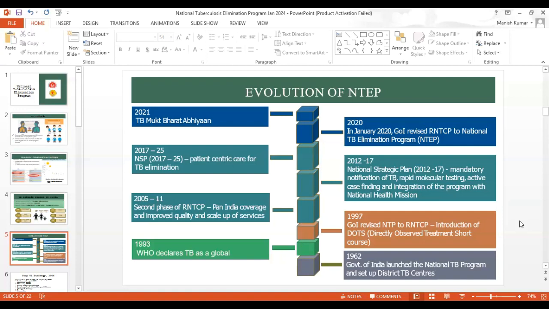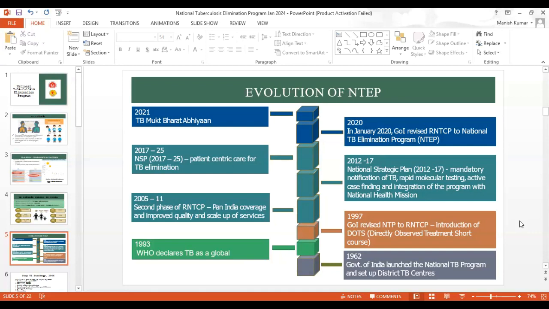Now, if you see further, this is elimination. So now we are in elimination. The government is targeting to eliminate it, so that's why this became NTEP. In 1997 RNTCP came up, and then DOTS came into existence, the Directly Observed Treatment Short course program, in which the government recognized one DOTS provider, and the DOTS provider used to ensure that the drug is taken by the patient in their presence. That, in a nutshell, is what DOTS was all about.